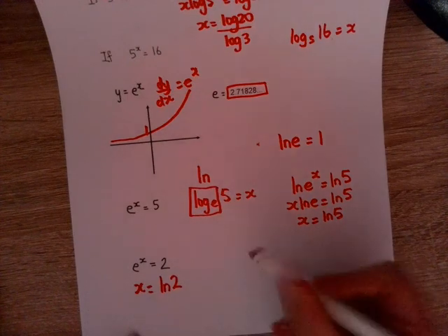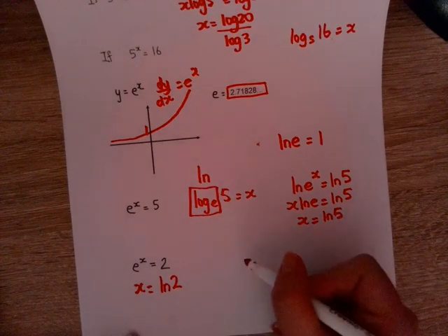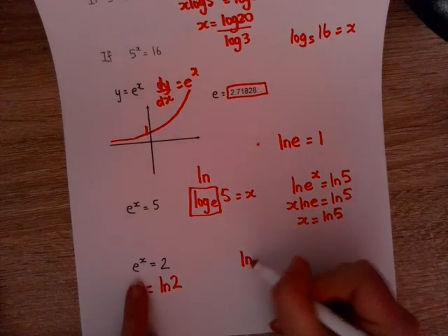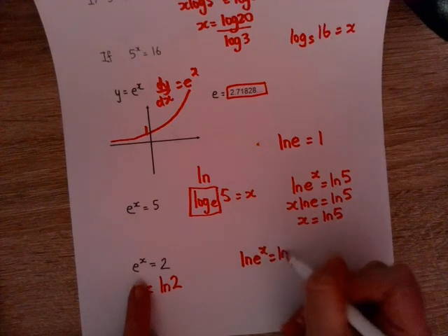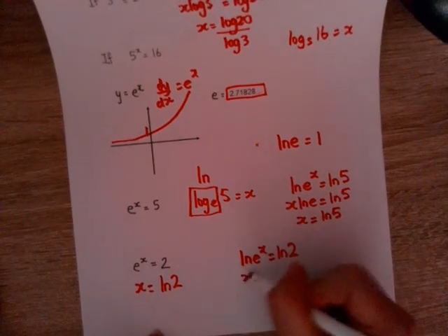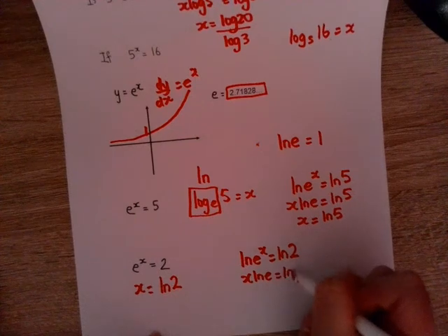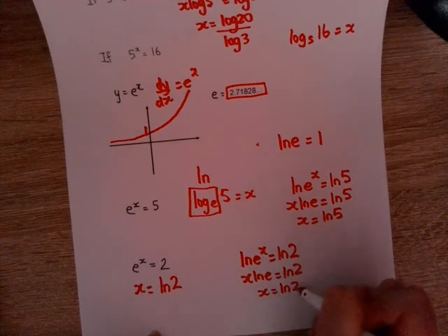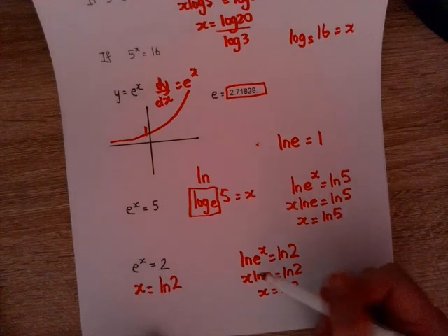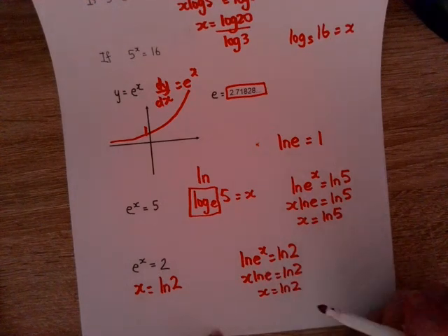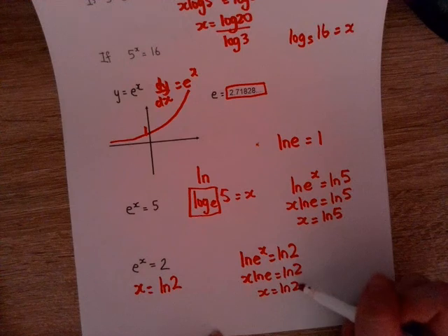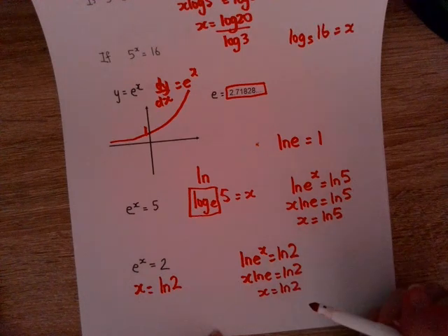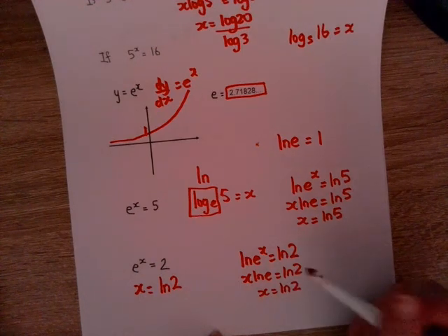I'm just going to quickly do it the other way just to get you used to doing that. So the other way is to ln both sides. You bring the power down, and ln e is 1, so x equals ln 2. From there you might have to work that out if it says to round your answer, but if it wants an exact answer, you'll keep it in terms of ln. So that's it for those ones.